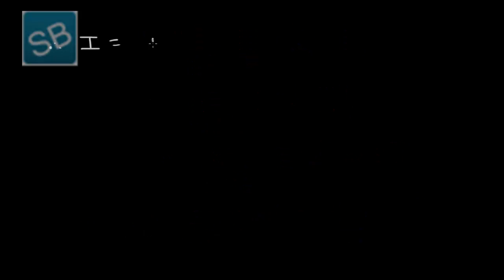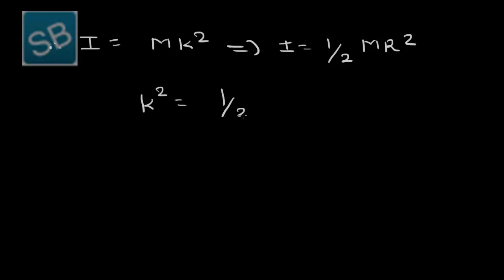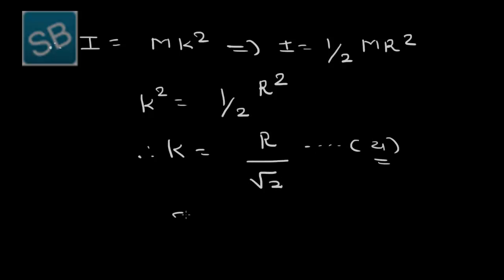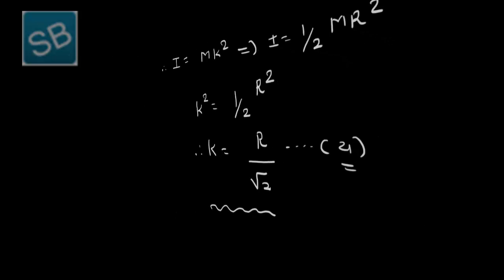Therefore, on one side I is equal to mk square, and on the other side I is equal to 1 by 2 mr square. So what is the value of k square? k square has the value 1 by 2 r square, and therefore k has the value r upon root 2. So this is the radius of gyration, and with this our illustration number 8 is over. Now let's start the next illustration.